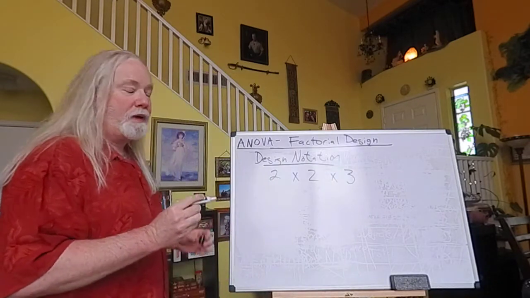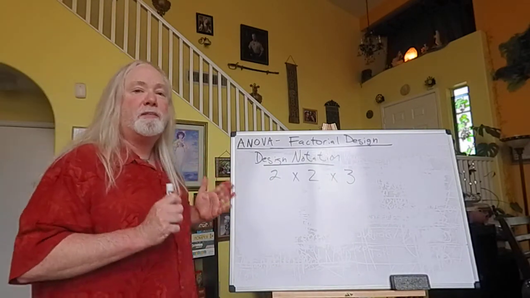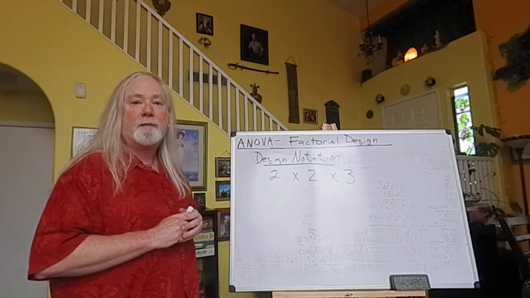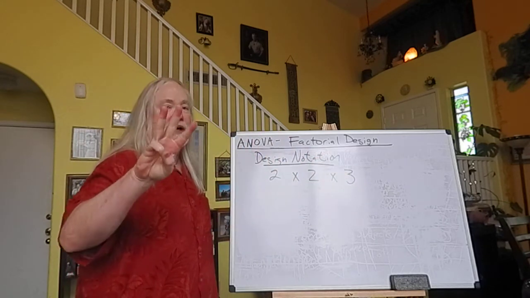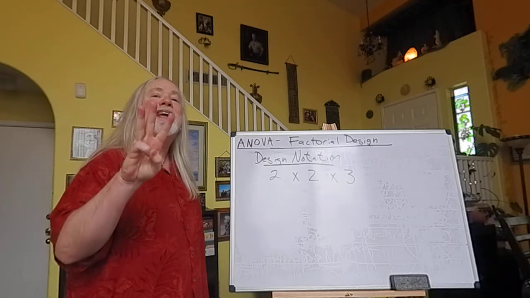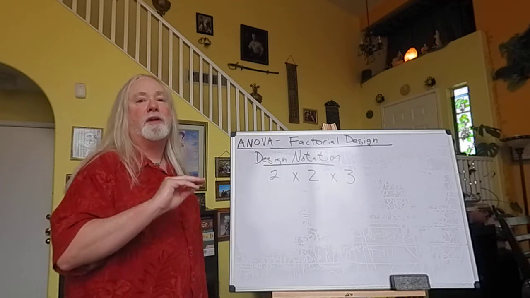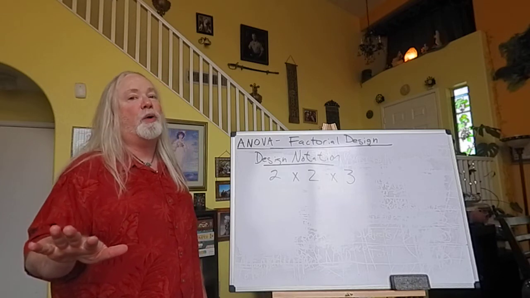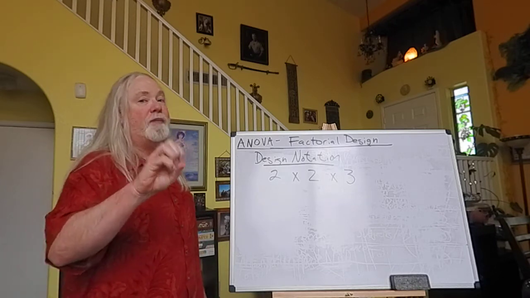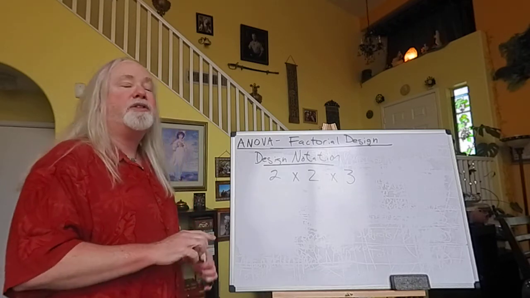design. Well, we have to start with what does it mean? How many numbers do I see? A 2 and a 2 and a 3. That tells me there are 3 factors. There are 3 independent variables. So, how many main effects would I have to analyze for? 3. Every factor gets analyzed on its own.